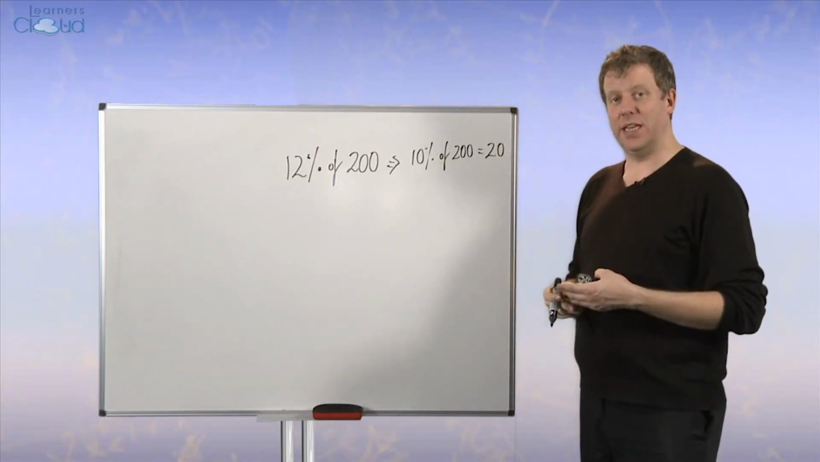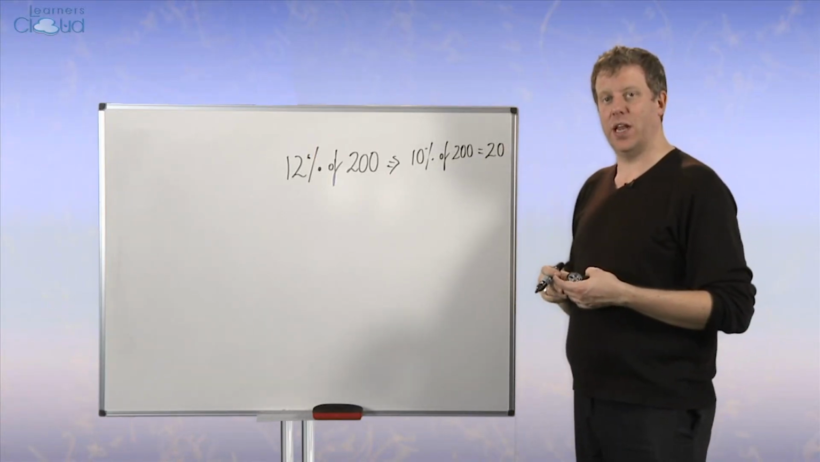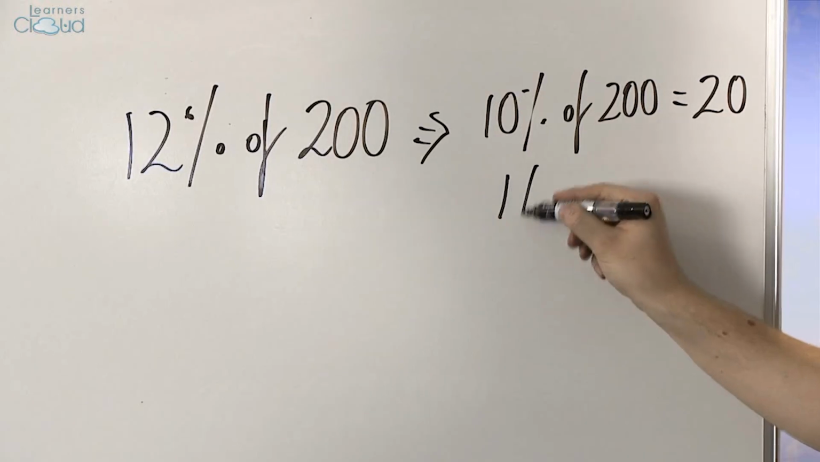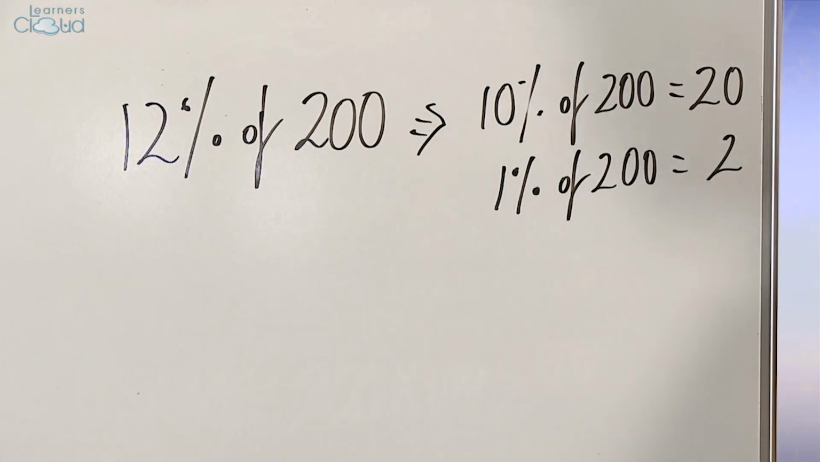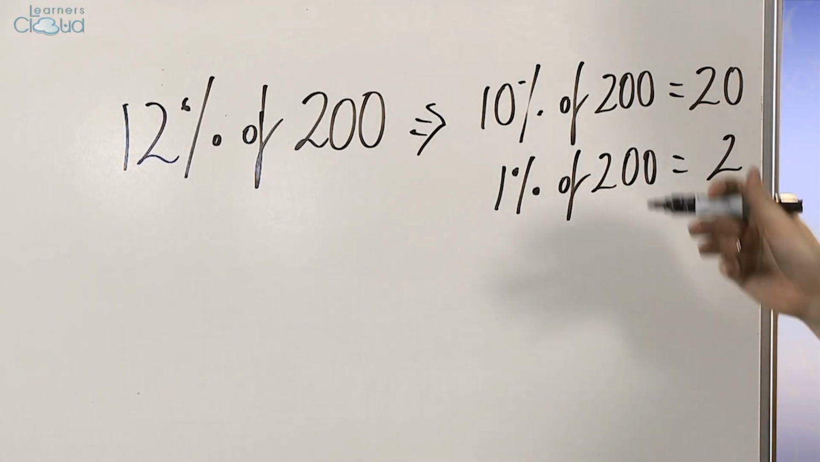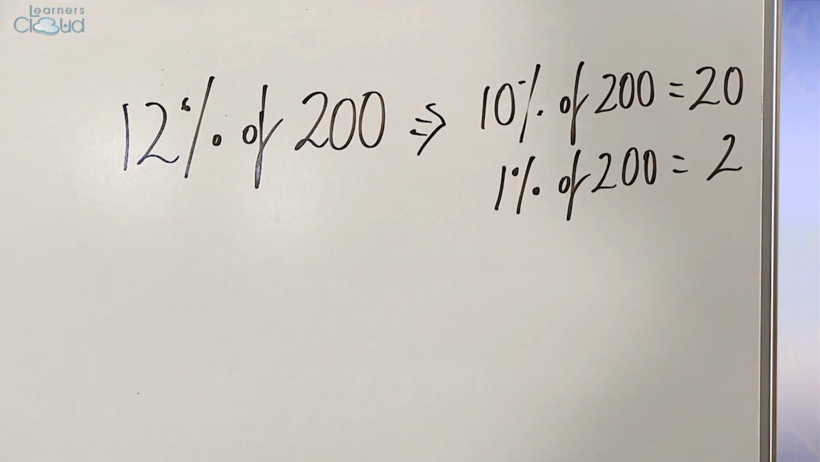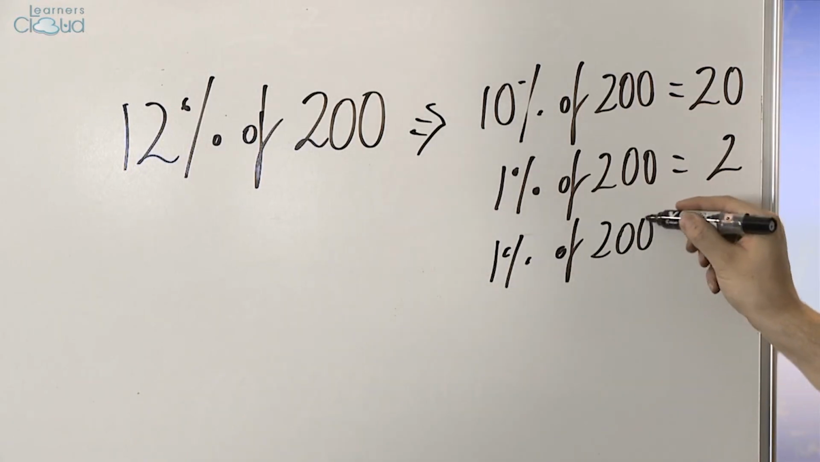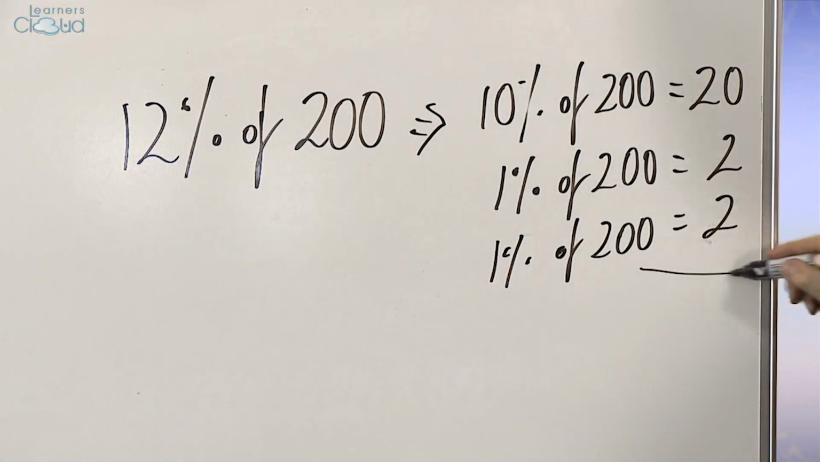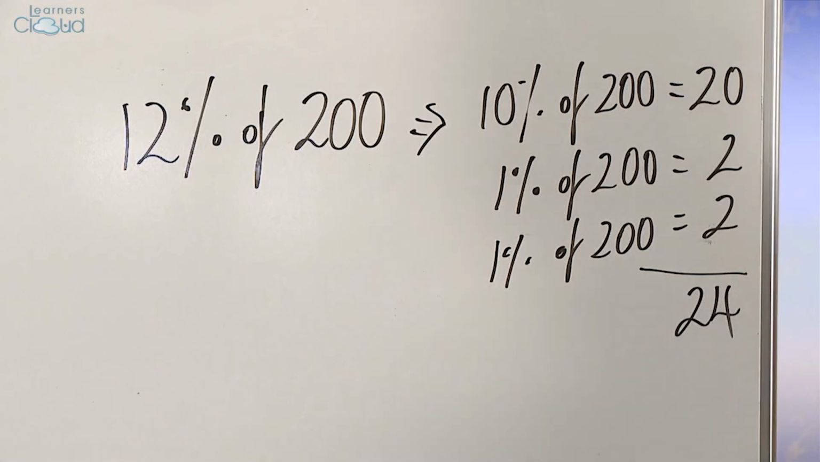Now, if I know 10%, other percentages become easier to calculate. For example, I could work out 1% of 200 to be 2. Now, if I have another 1%, it's easy for me to work out 12%. So now I can work it out by calculating another 1% and then quite simply adding the 10, the 1 and the 1 to give me 12% overall. So in this case, 12% of 200 is 24.